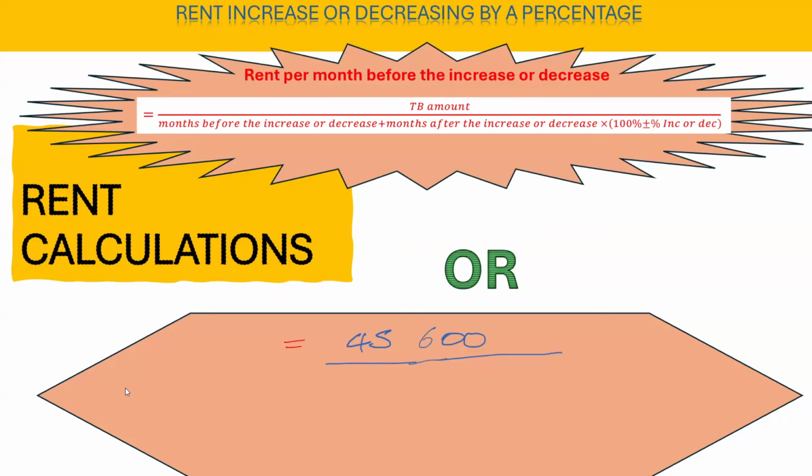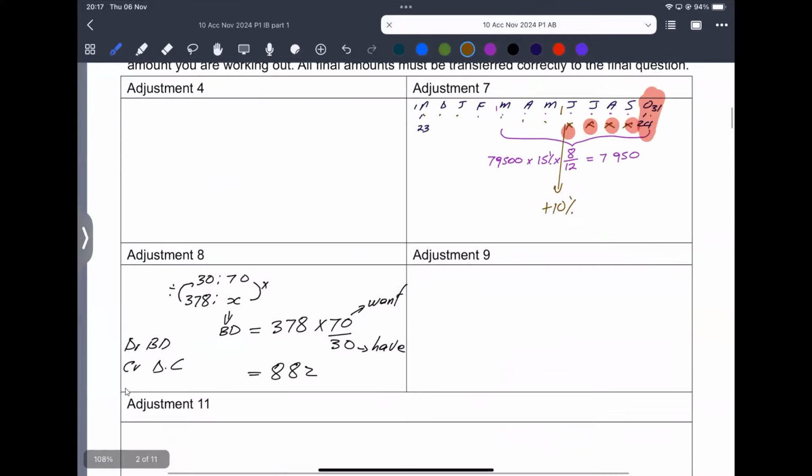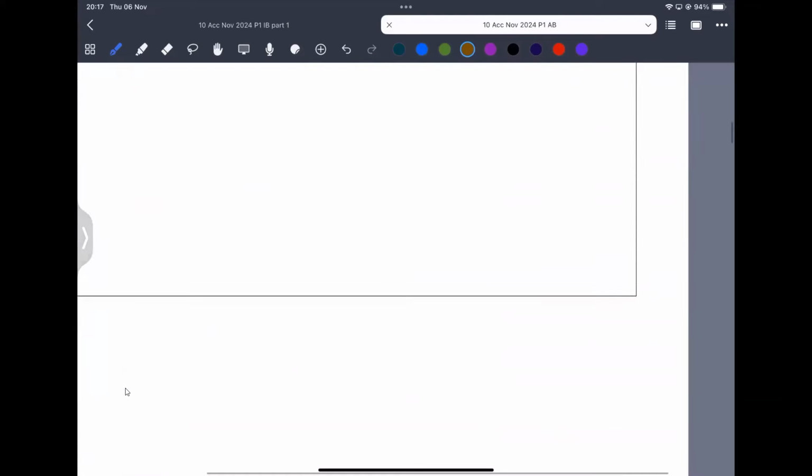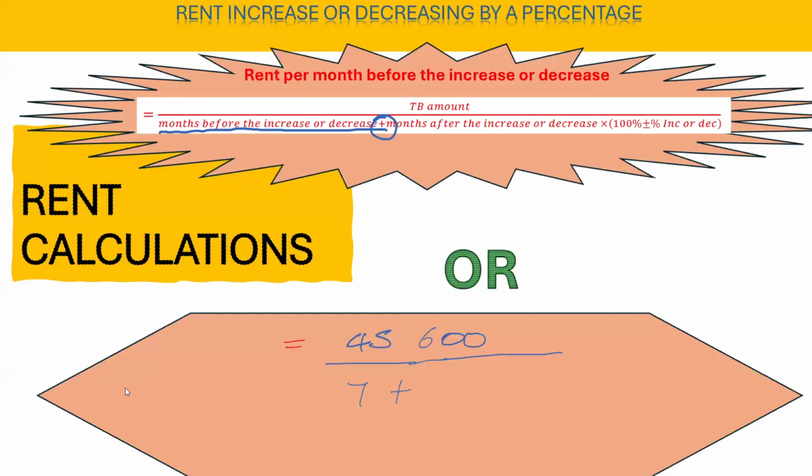Before the increase, we had 7 months. After the increase, we had, you see what I'm using? Months before the increase or decrease, it's 7. And then you add months after the increase or decrease. We counted those months and we said it's how many months again? It was 1, 2, 3, 4. It was 4 months, right? So those months will be 4 months. So I'm going to put it here as 4.